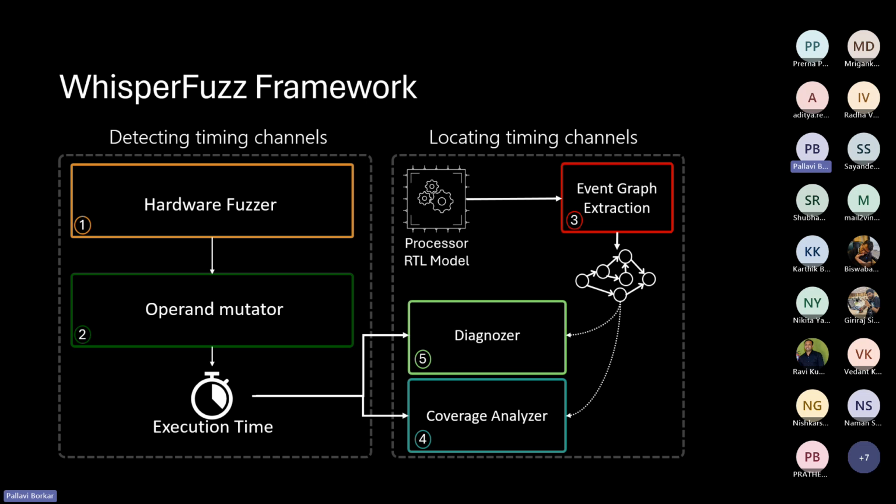Basically, if you're able to trigger the channel using your instruction sequences, then there is a chance that the tool would be able to find it. And I say chance because we are using hardware fuzzing, so it depends upon the seeds which are generated.